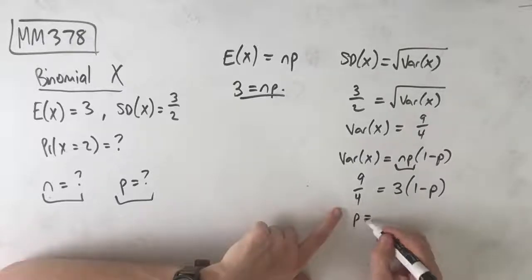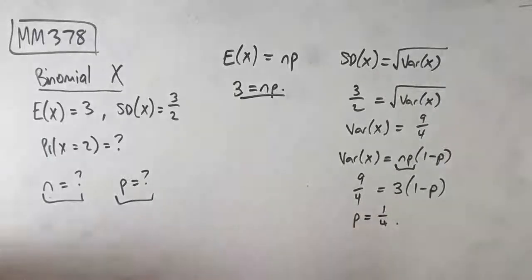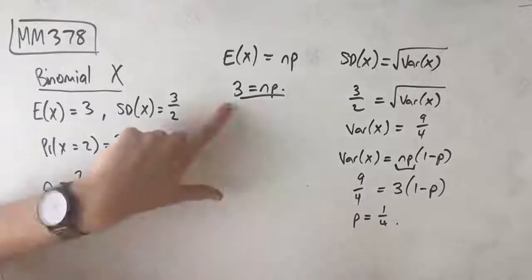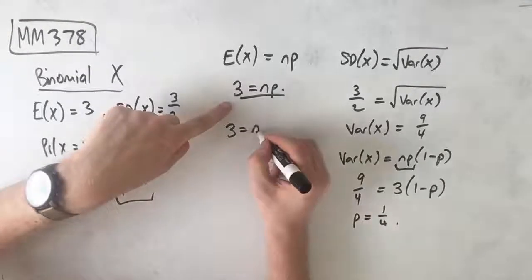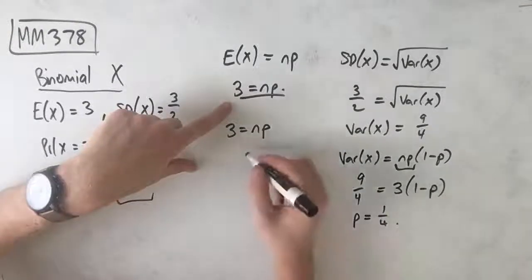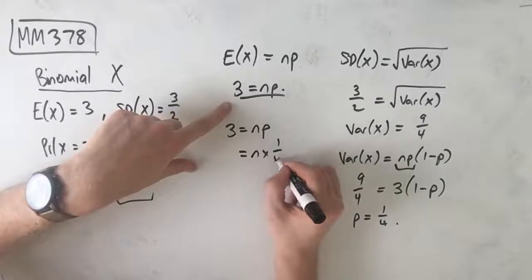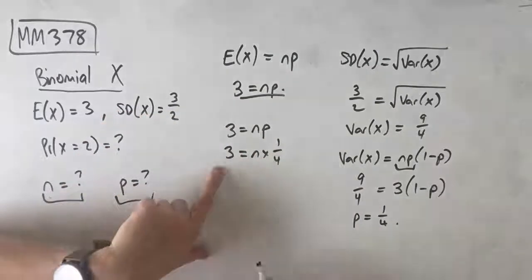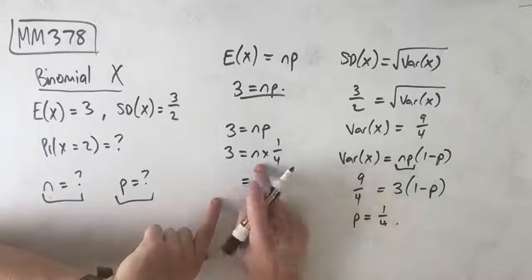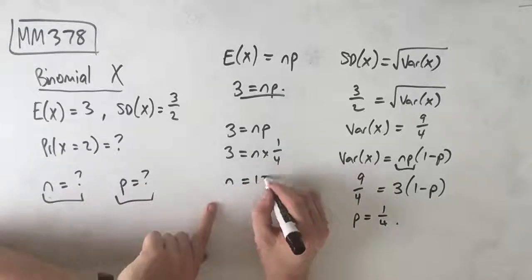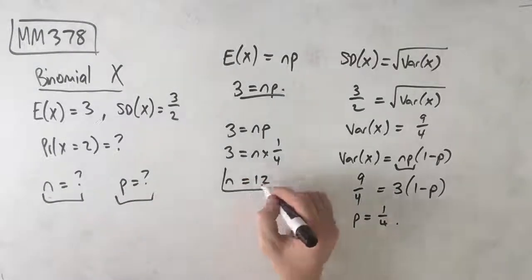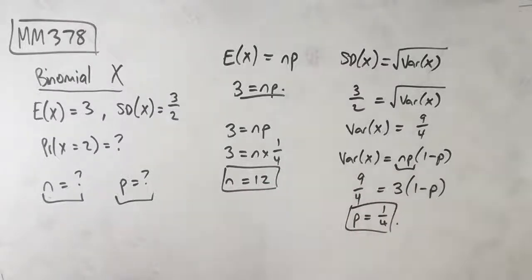Rearranging this, we get p is equal to 1 on 4. Now, we also know that 3 is equal to np, and we now know that p is equal to 1 on 4. So n times 1 on 4 is equal to 3, and that means that we can get our n value, which is 12. So now we know that n is equal to 12 and p is equal to 1 on 4.